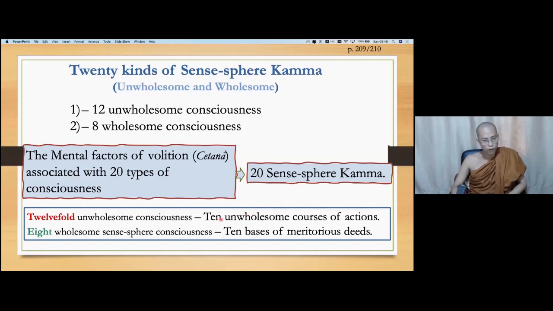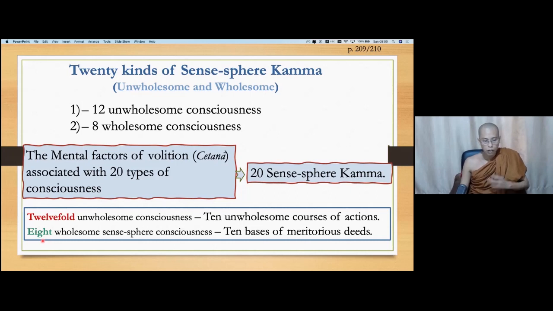This happens through performing good and bad actions. So when the 12-fold unwholesome consciousness arises, the volition accompanies. That volition motivates or gives the force to perform the 10 unwholesome courses of action. After performing along with the consciousness, with the potency of the volition, that becomes the karma that will produce the unpleasant result in the future.